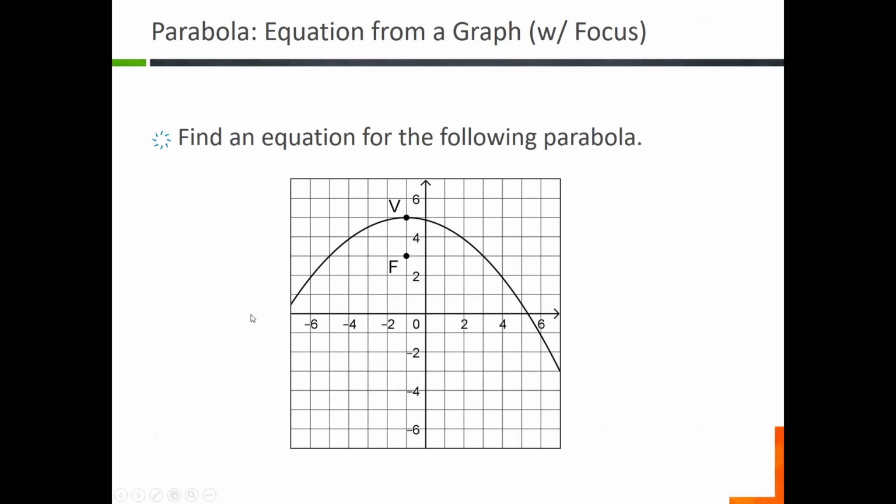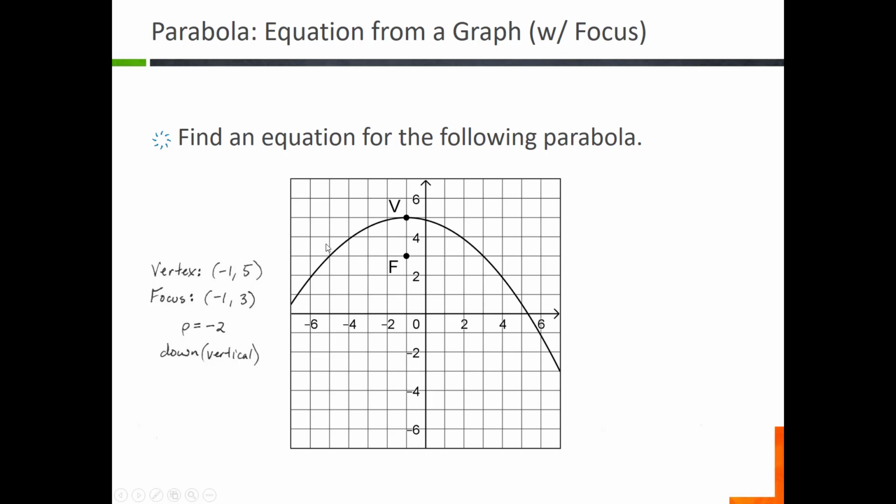So here we have a graph, and we have a couple of points labeled. We have a vertex and a focus labeled. From the graph, we should be able to identify the vertex, which in this case is (-1, 5). And we should be able to identify the focus, which is at (-1, 3). And notice that these are vertically aligned. They're on the same x value.